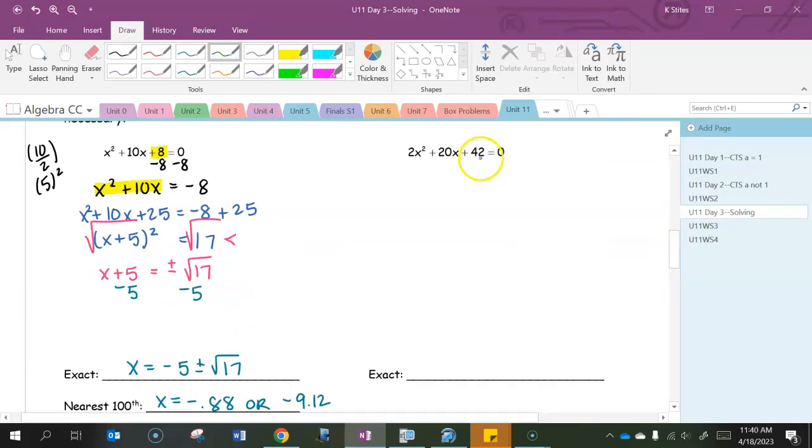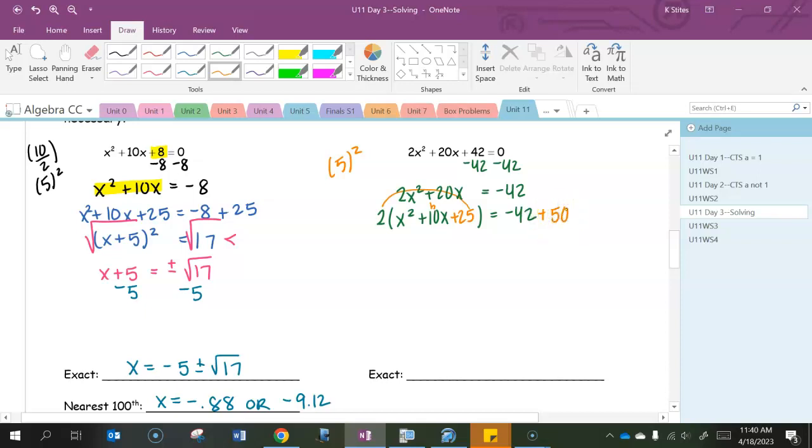So again, start off, move your number over. So we're going to subtract over that 42. All right, and then you're going to take your number in front, divide it out, leave a spot to complete the square, take your b value, which is 10, divide by 2, square it, so that's your plus 25, but again, here's where you have to be careful. It's not really a 25, it's a 50. So we're adding your 50 to both sides.